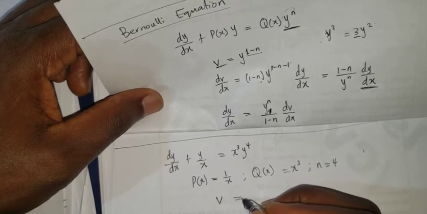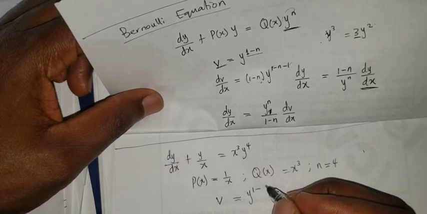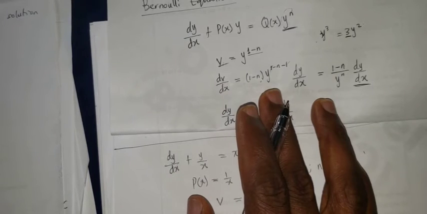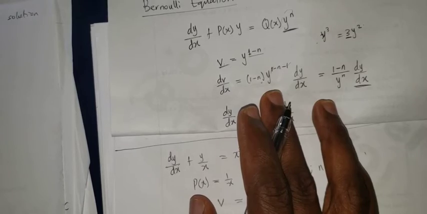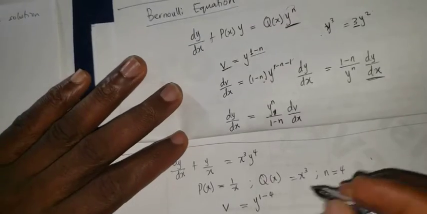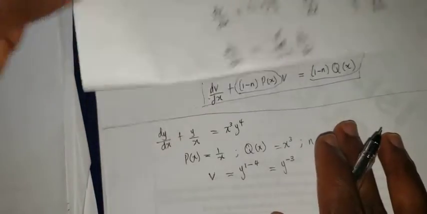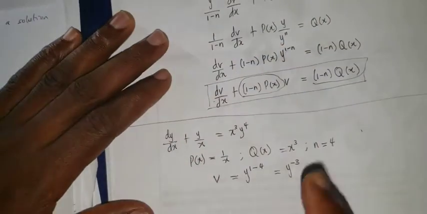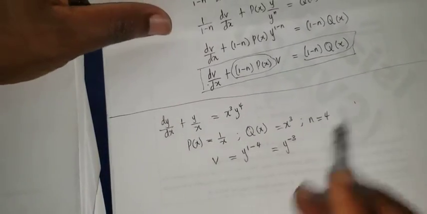Of course, this is some function of x equal to y raised to power 1 minus n. Our n in this case is 4, so this is going to give us 1 minus 4, and that is just y to power minus 3. So we're good to go. If you like, you can substitute that here directly, but it's not advisable to memorize this formula, so let's just work with this directly.